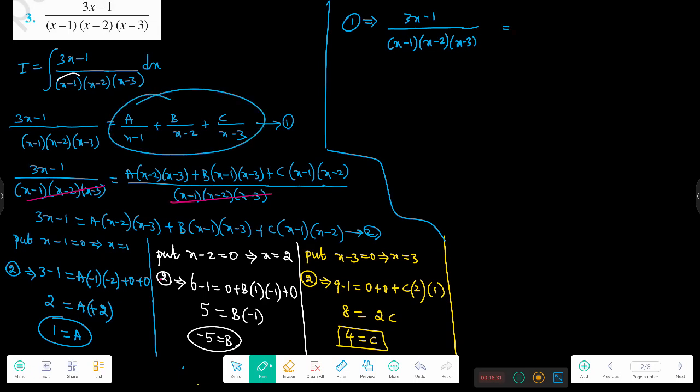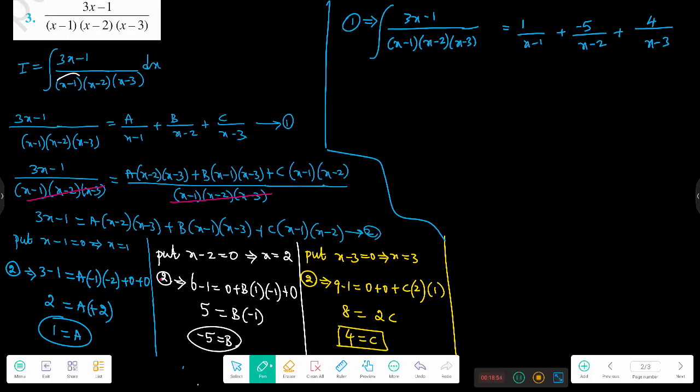A means 1 by x minus 1. Next plus B value, minus 5 divided by x minus 2, plus C value, 4, plus 4 divided by x minus 3. Now apply integral on both sides, with dx coming here also. That's it. Now apply the integral separately, and you will get the required result.